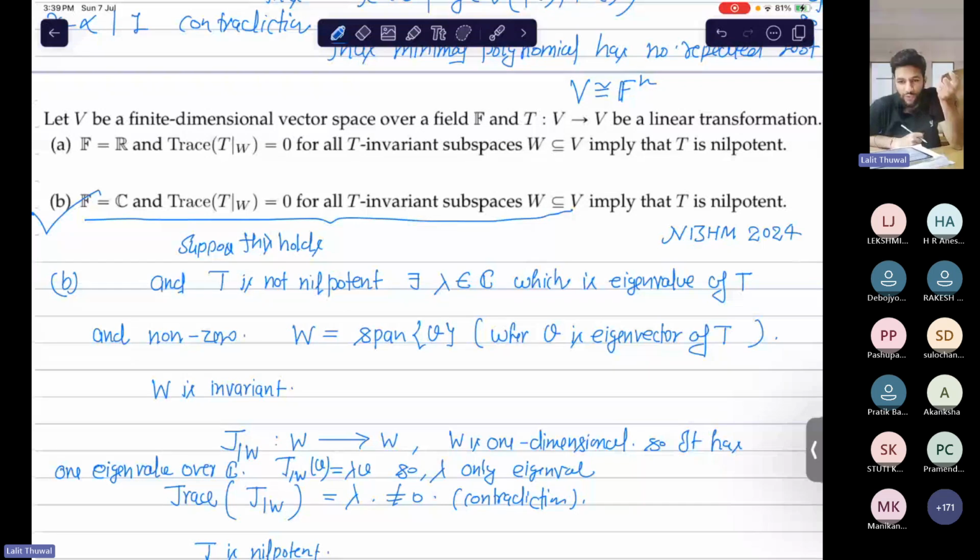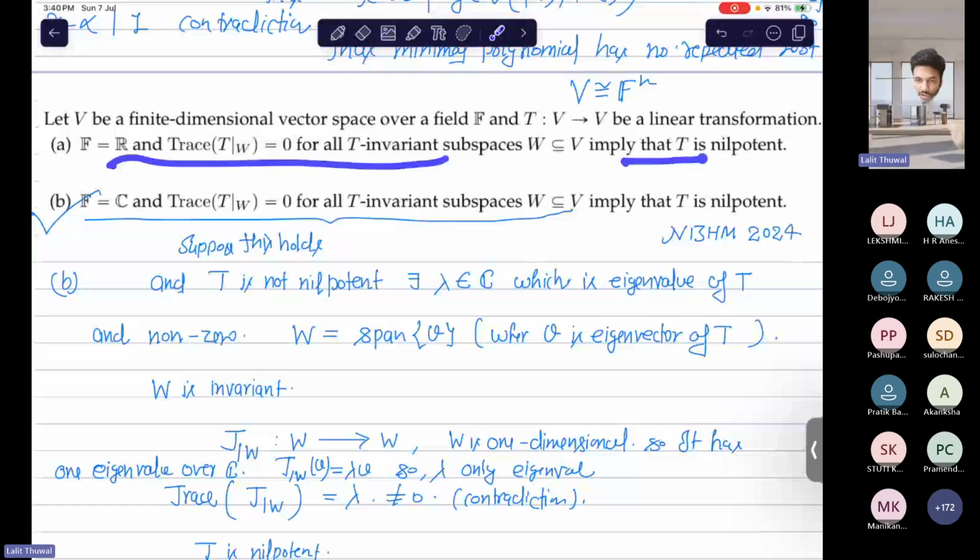So if you try to do the same thing for option A, then it is no longer true, because the non-zero eigenvalue need not lie inside your field, because the field is R. So this might not be true, right? So you might have a linear transformation for which this is true, but still T is not nilpotent. So how do you construct it?